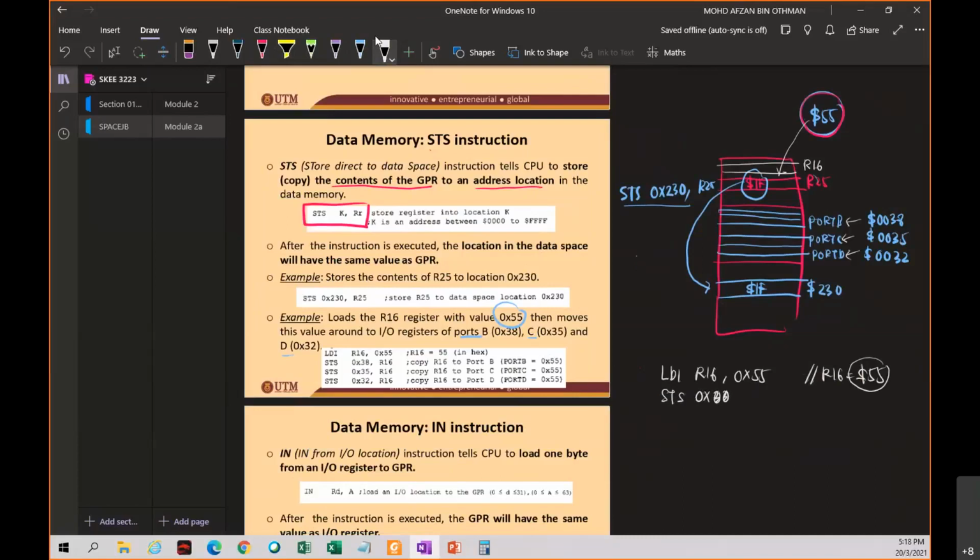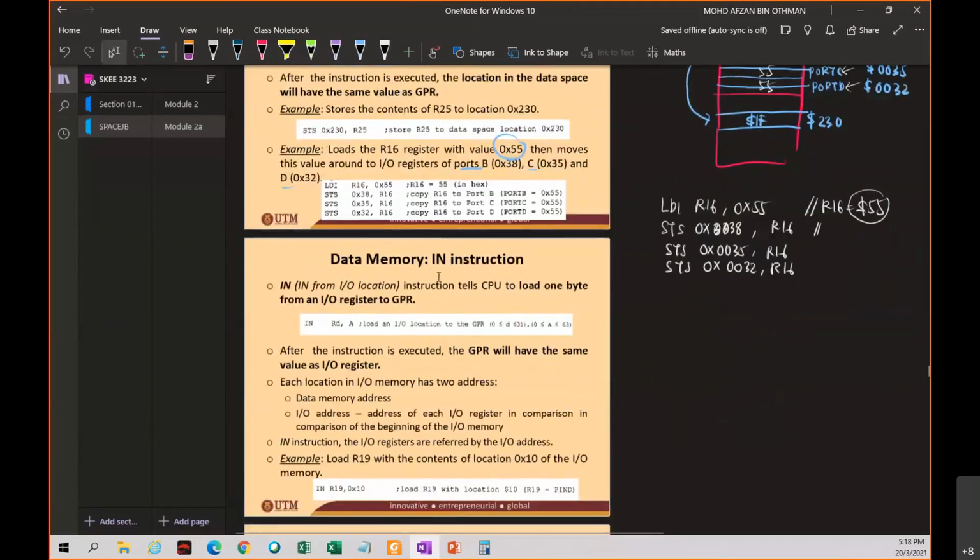0x0038, okay, with R16, STS 0x0035, okay, R16 and STS 0x0032, R16. So automatically the value from R16, which is 55, kamu simpan dalam port B, port C, and port D. Okay, boleh.